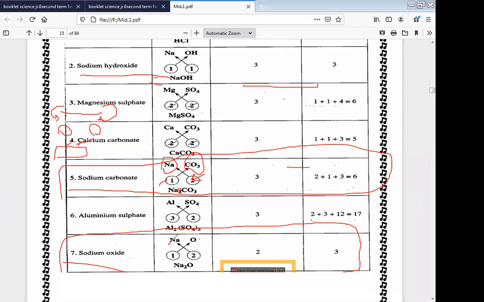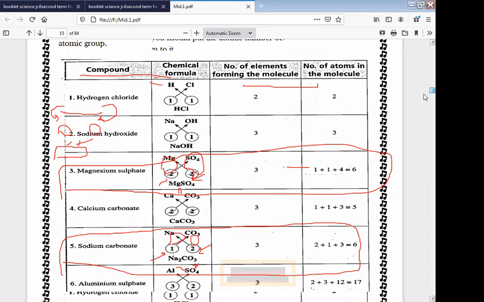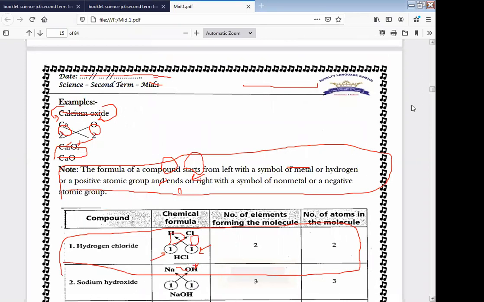Look at this to understand it again. Sodium oxide: sodium Na, oxide oxygen O. The valency of sodium is 1, the valency of oxygen is 2. Exchange: Na2, O1, and the 1 is not written. So Na2O is the chemical formula of sodium oxide. Done? When the valences of two elements are similar, cancel or simplify the valences with each other. Then calculate the number of atoms and the number of elements in each one.